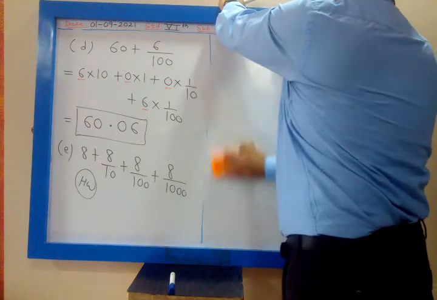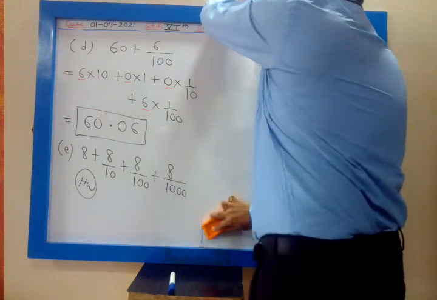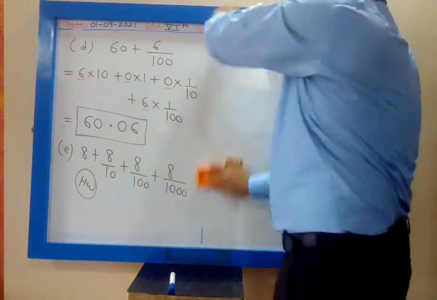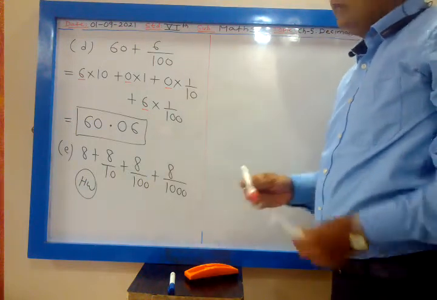You can do it in the short form. But you show that part, my dear. The calculation part you show. Don't write directly 8.888. First you will write 8 as 8 into 1.